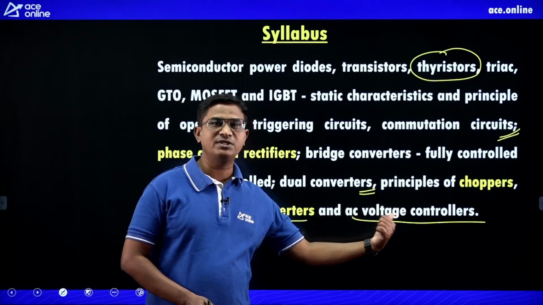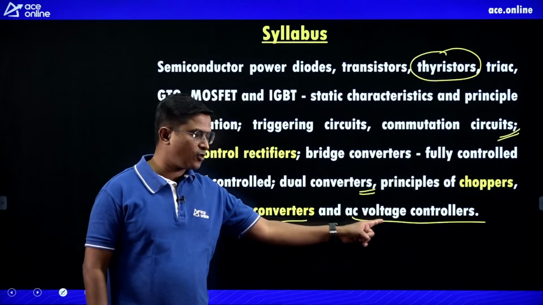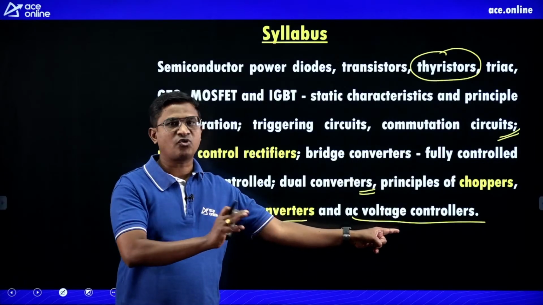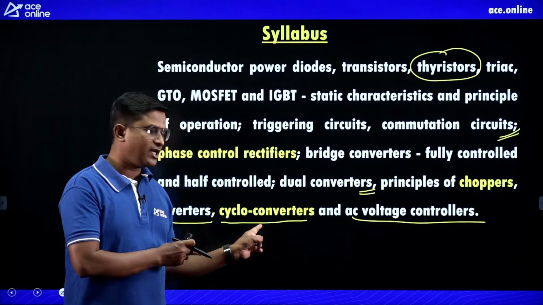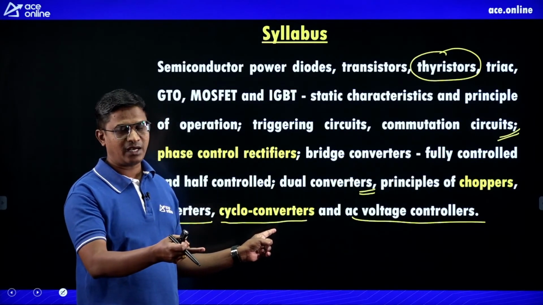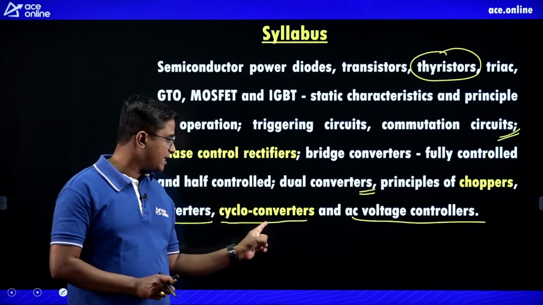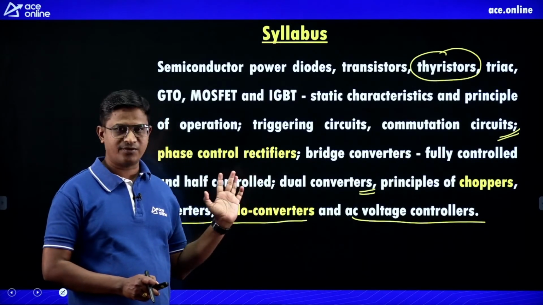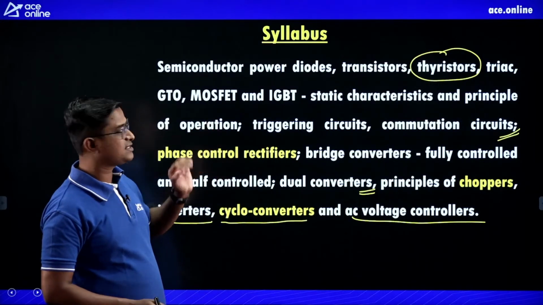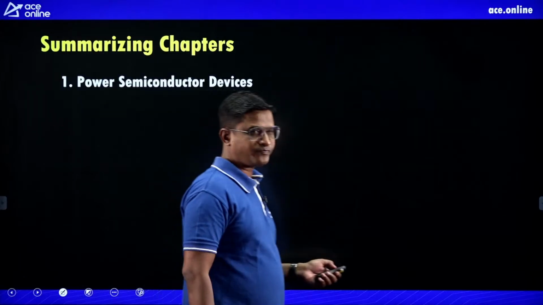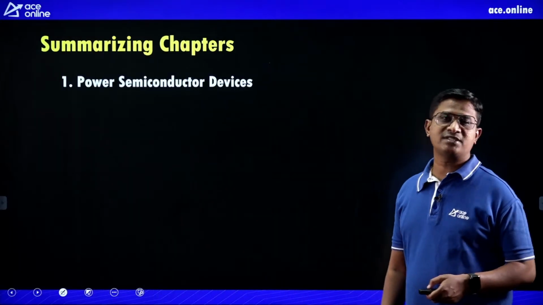Then what is the difference between these two? The AC voltage controller gives output in terms of variable voltage, keeping the frequency constant. The cycloconverter gives output in terms of variable voltage as well as variable frequency. But in the practical case, cycloconverters are used only for changing the frequency. Now this is the syllabus they have given, and it is generally summarized in different chapters.